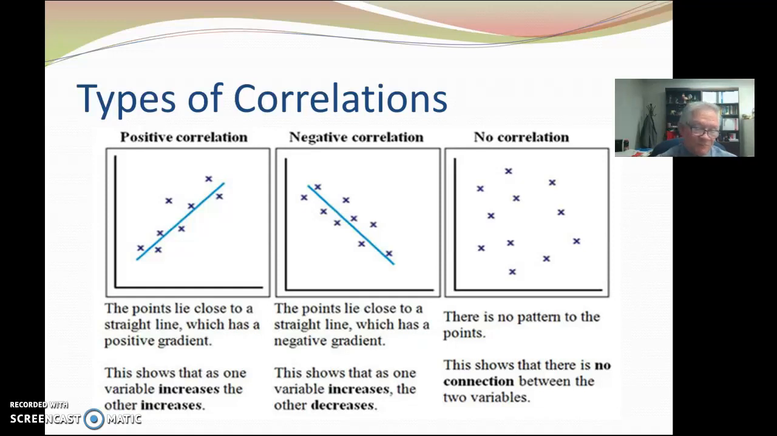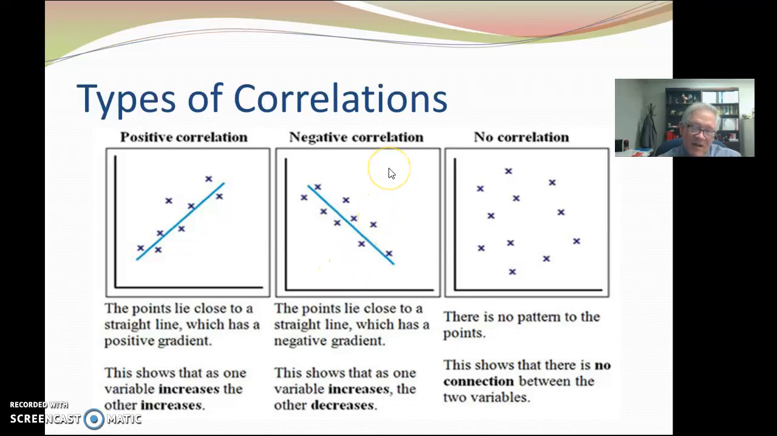Now, does a higher ACT score cause a higher GPA? Heavens no. It doesn't cause it. You can only say that there's a relationship that enables you to predict that the higher the ACT test score, the higher the college GPA is going to be. The second graph, in the middle of the screen, the negative correlation, is the opposite of that. As one variable increases, the other variable decreases.